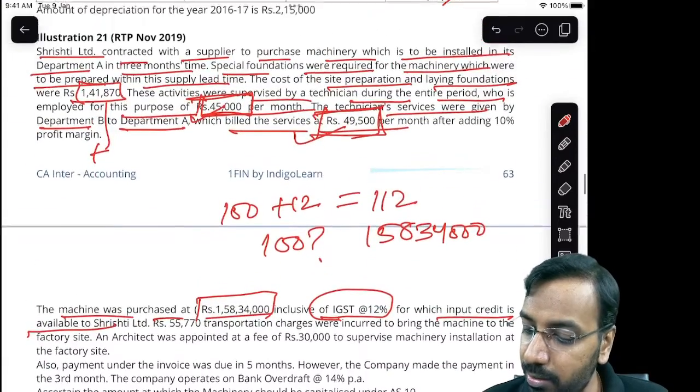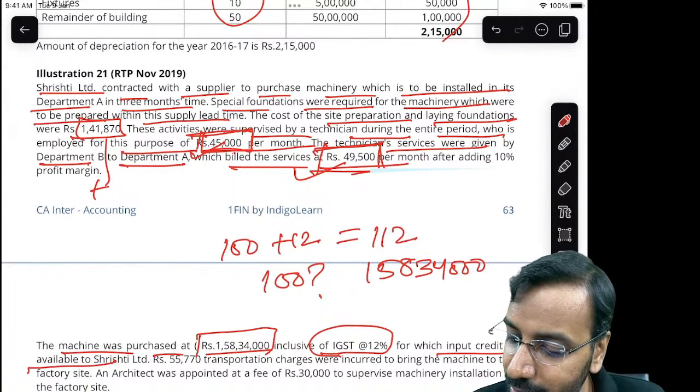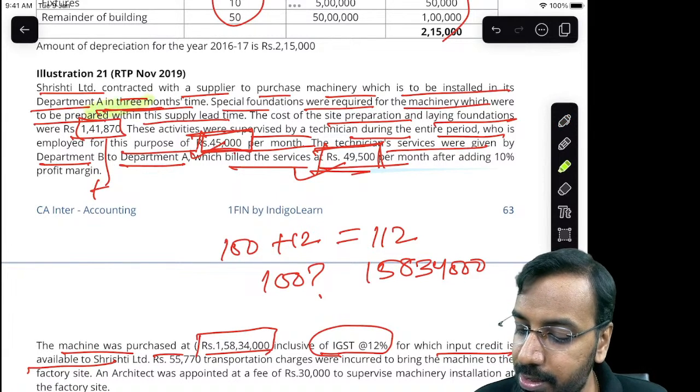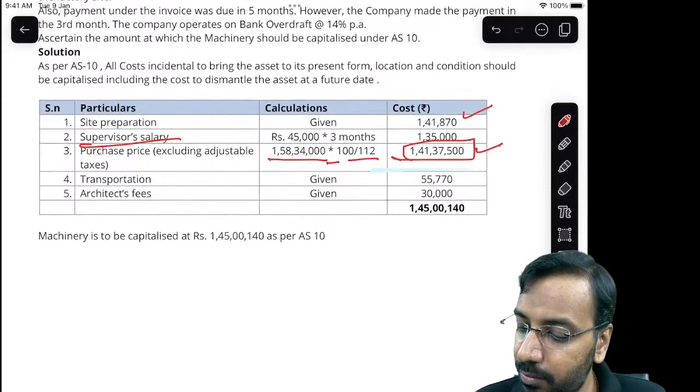Supervisor salary, we missed 3 months. See, I was only thinking 1 month per month, but it is 3 months' time. So you should not miss this also. Okay. So supervisor salary for 3 months.